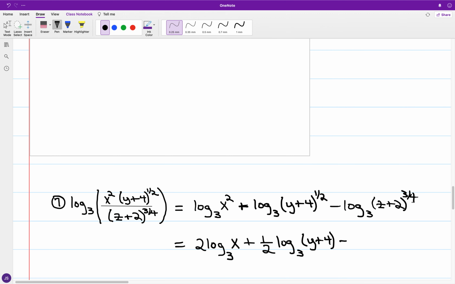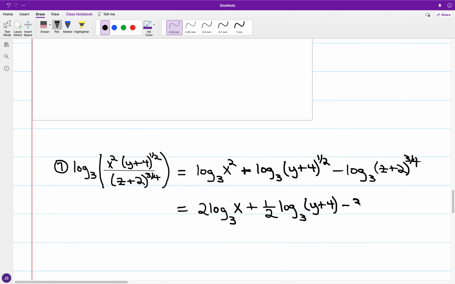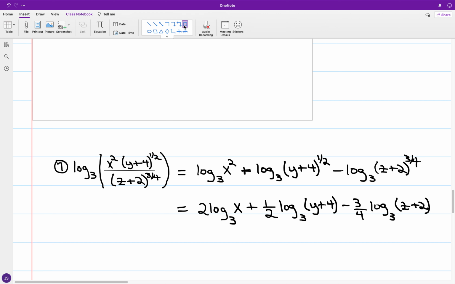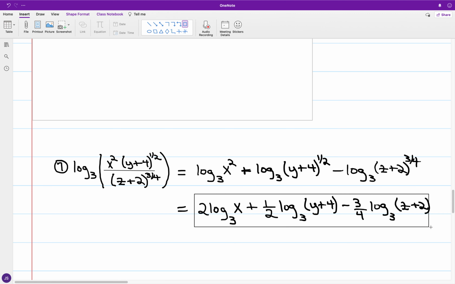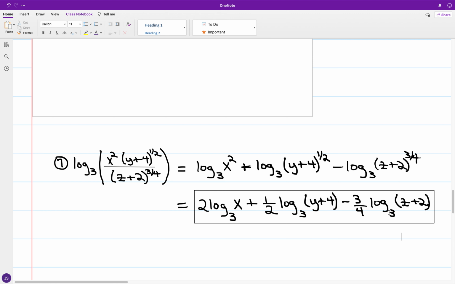And we have minus, and converting the degree 3/4 to a coefficient. So we have minus 3/4 times the base 3 logarithm of the quantity z plus 2. And this will be one expanded notation for what we have. So we're going to have 2 terms that will be positive, and the only negative is going to be that which involves the expression in z.